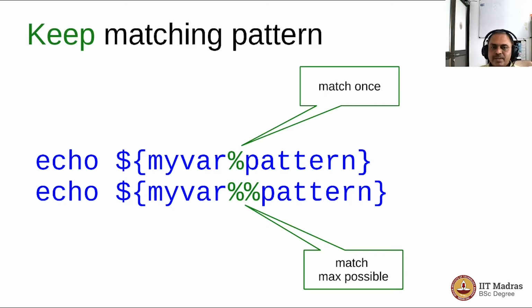Sometimes you want to actually display what is matching with the pattern rather than remove it. So that is accomplished by using the percentage symbol. A single percentage symbol is used to match only once, and it is used twice to match as many times as possible. So whatever is the matching pattern will be displayed on the screen.